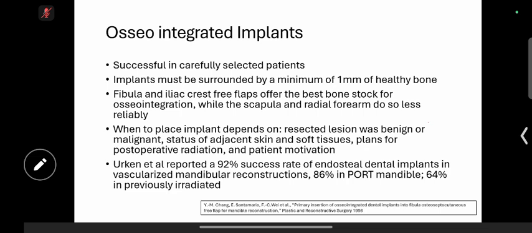There's an article by Urken et al., in which they have reported a 92% success rate of endosteal dental implants in vascularized mandibular reconstruction, 86% in post-operative radiotherapy mandibles, and 64% in previously irradiated mandibles.